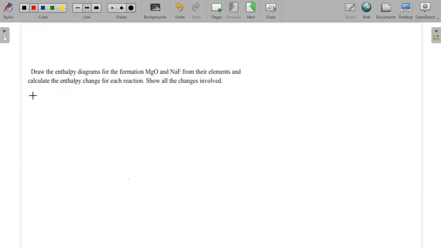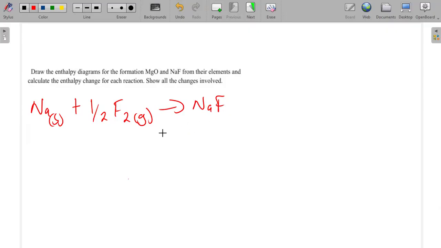So we know that when we have our sodium, we react it with it. This sodium is a solid. We react it with half of our fluorine, which is a gas as well. This is going to give us sodium fluoride. Now we need to show the enthalpy diagram for the formation of this sodium fluoride.